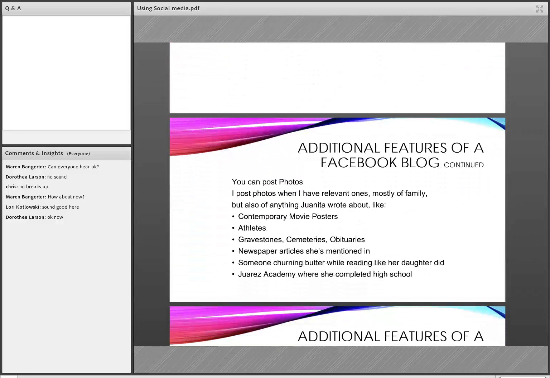And then additional features of a Facebook blog: you can add photos. I can show you that. I post photos when I want to show somebody that I'm talking about. But I've also posted, when my great grandma mentioned going to the movies, pictures of movie posters that were contemporary, so that they might have seen. I've posted pictures of athletes that she talks about, and pictures of gravestones, obituaries, and newspaper articles that she's mentioned in. When she was starting to teach, she was mentioned as one of the teachers at Millard Academy in Hinckley. I posted a picture of somebody churning butter while reading because she mentioned my grandma churning butter while reading. So I just posted a picture of what that looked like. And Wada's Academy, where she completed high school in Mexico. So I'll show you those pictures.